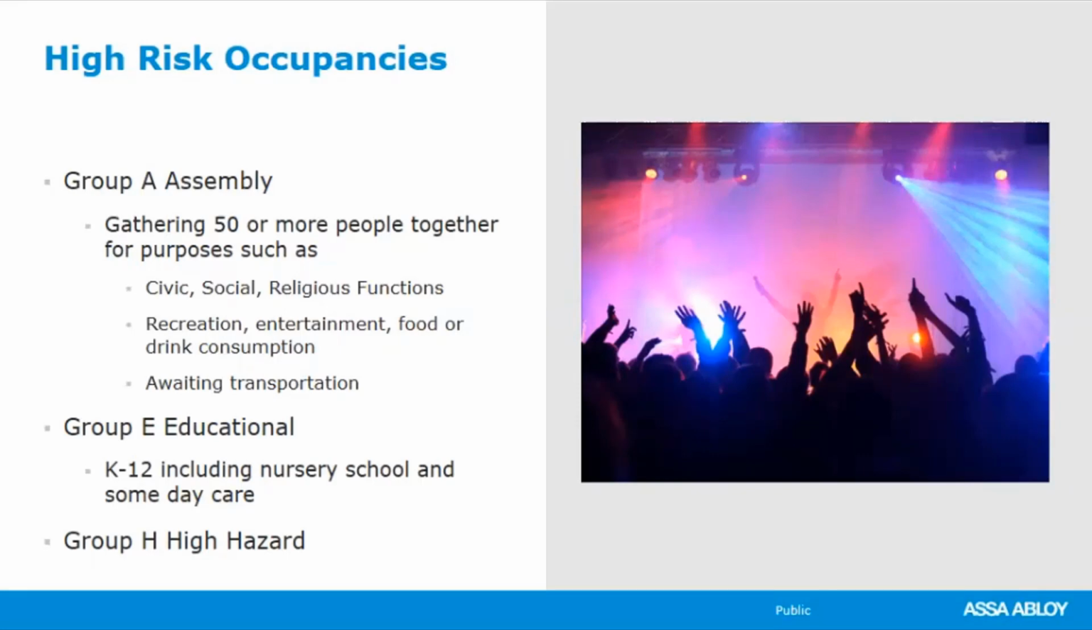And by the time they realize there's a fire or other emergency, they're going to be pushing and shoving and trying to get to the exit at the same time. Group E, educational, is also considered high risk, and that includes K through 12, including nursery school and some daycare. And even though children have fire drills and they go to school and are familiar with their surroundings, they're there every day, school-age children are prone to panic if there is a fire or other emergency.